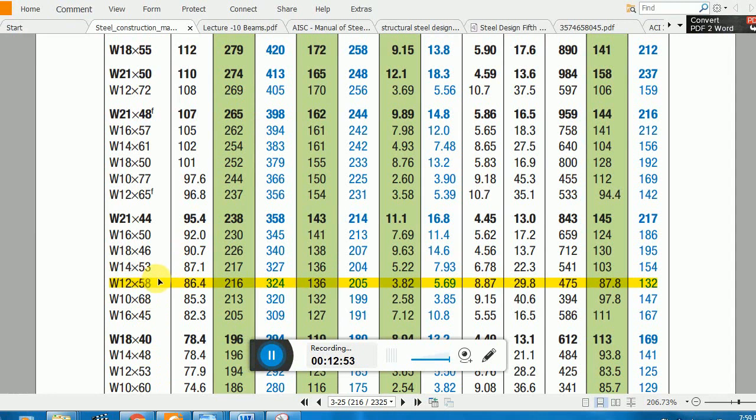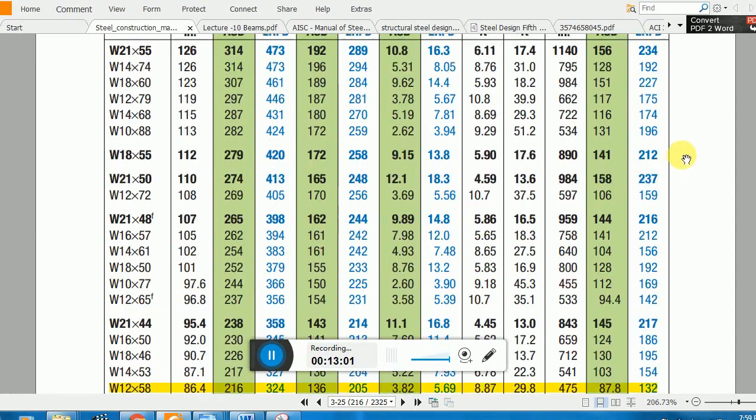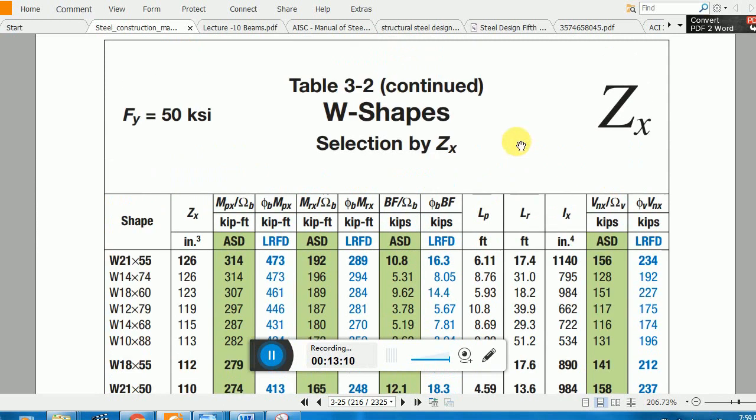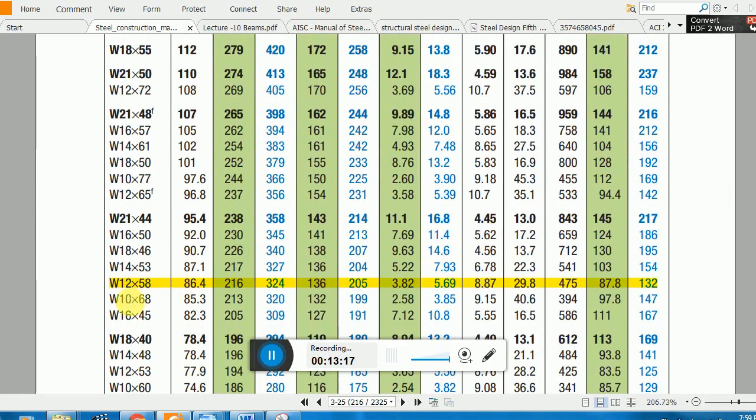You see for W12x58, let me show you here, Lp, Lr. We need this value. In the next step we calculate this Lr value as well, and then we need this value. I will show you how to use this. Now Lp, we need the Lp value, and here you see W12x58 has an Lp value of 8.87, or 8.86.